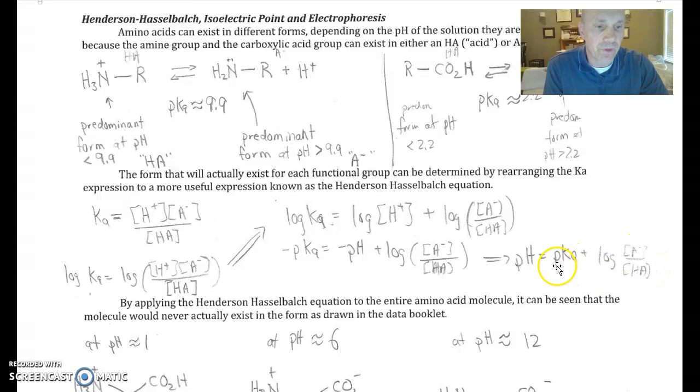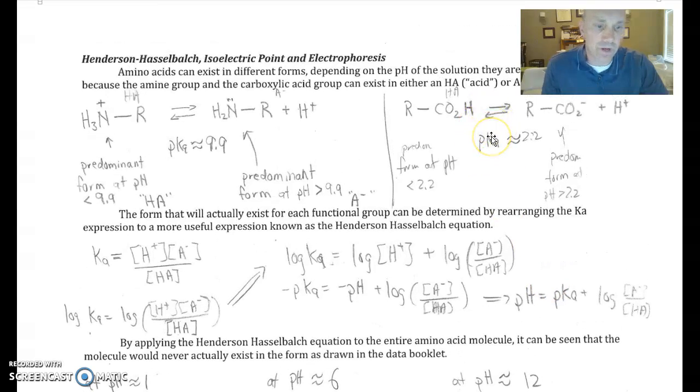So remember that the pKa is a property of whatever weak acid you have. For example, for this carboxylic acid, its pKa is always going to be around 2.2. You can adjust the pH of the solution that it's in by adding either a strong acid or a strong base.